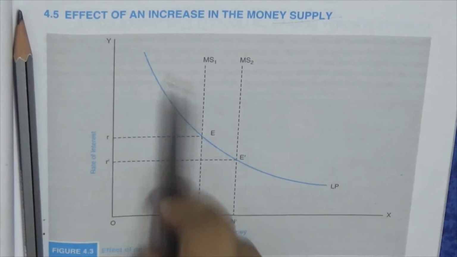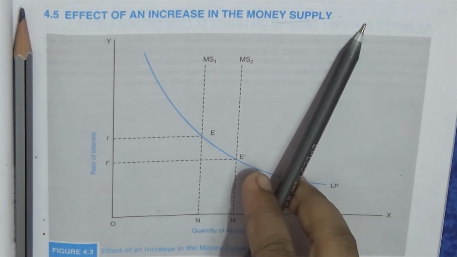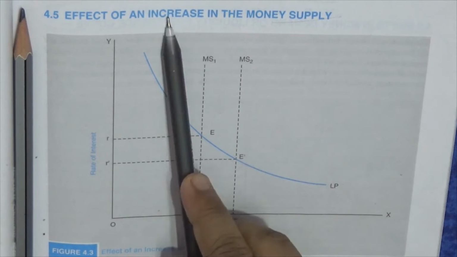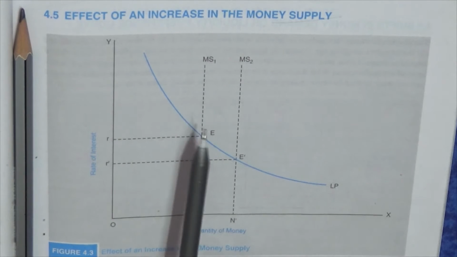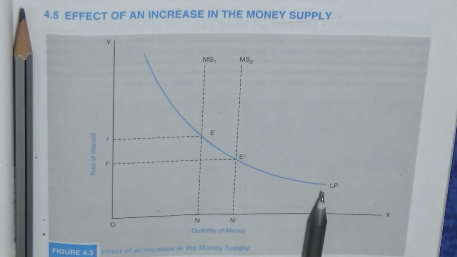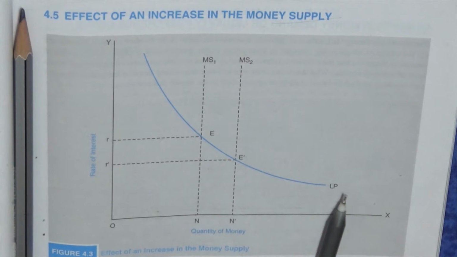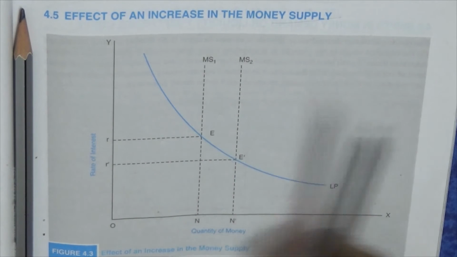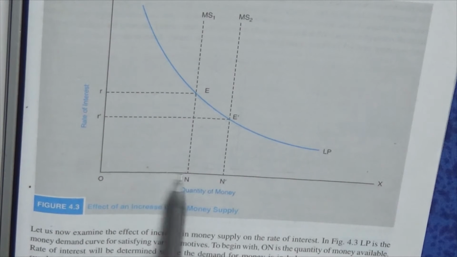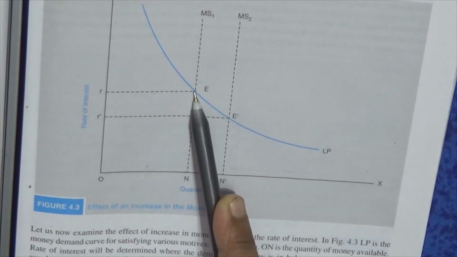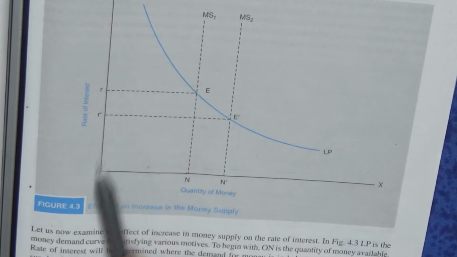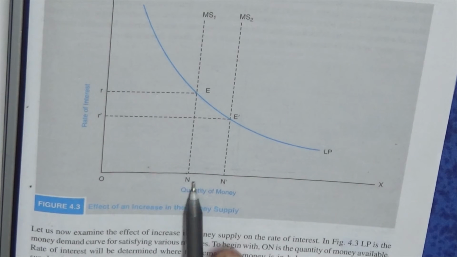The next part is the effect of an increase in money supply. What happens if the money supply moves from MS1 to MS2? That is what has been shown in this graph. LP is the demand curve, as you can see, and the money supply has increased from MS1 to MS2. What else can we see? ON is the quantity of money available, E is the equilibrium point, and OR is the equilibrium rate of interest. So at the equilibrium rate of interest, ON is the quantity of money available.